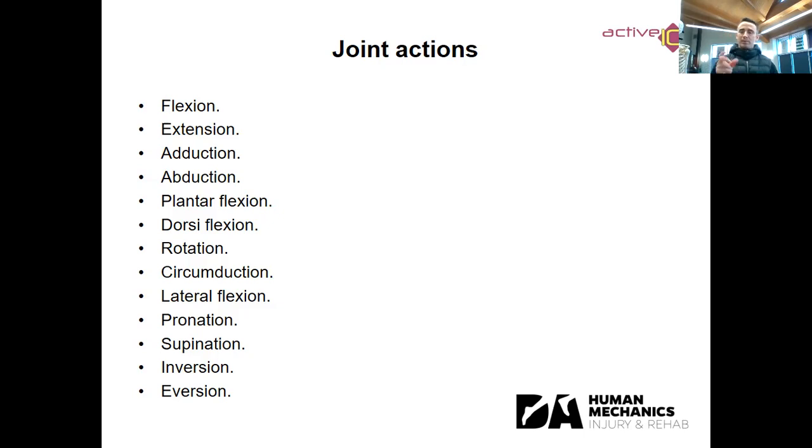Okay? The term to abduct would be to take something away. So again, we have abduction at our shoulder. So we can abduct, we can take our arms away from our body, abduction. And of course, if we have abduction, we have adduction. So we're adding our limbs back towards the plumb line, so the middle point. Okay? So abduction, you take it away. Adduction, you add it back. That's your next pair. Abduction, adduction.